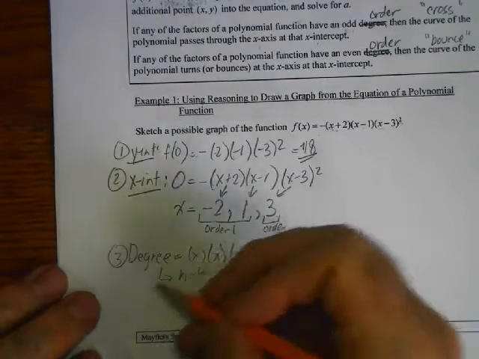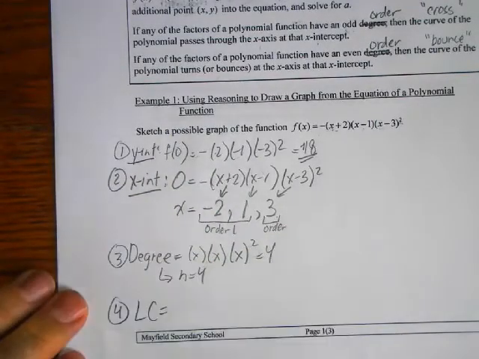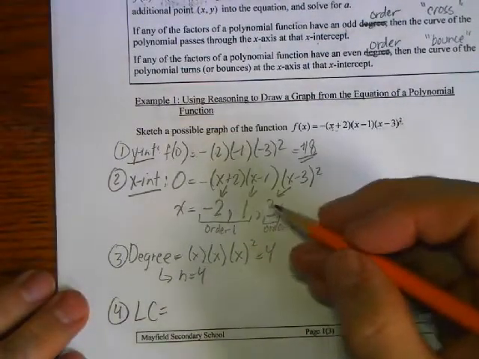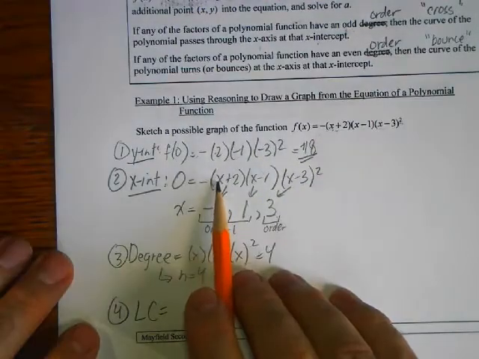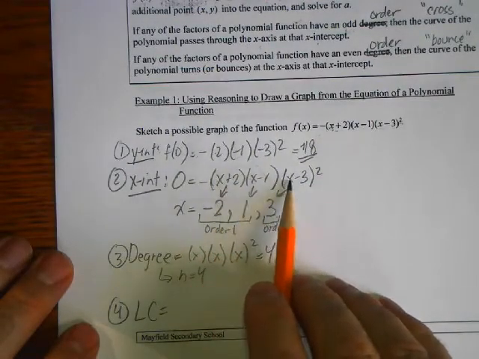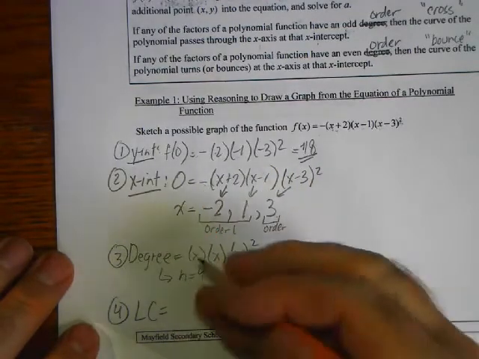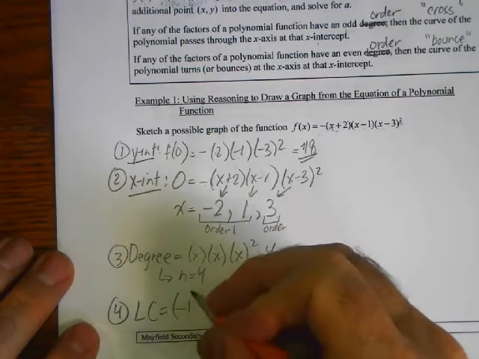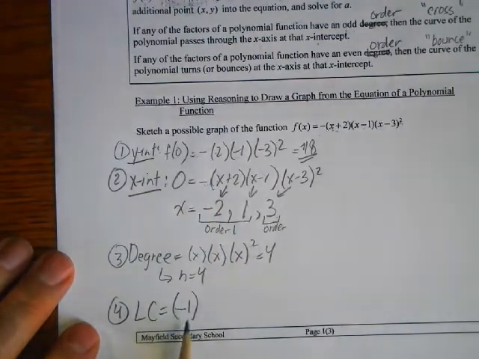And the leading coefficient, people do this in a variety of ways. What I like to do is just multiply the coefficients of all the x terms. And we can't forget about that minus sign this time, so I'm going to make that a -1. I don't have to, but it just makes it more obvious what I'm going to do with it.